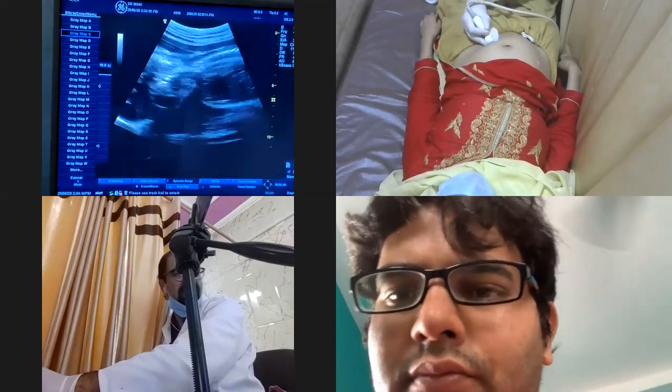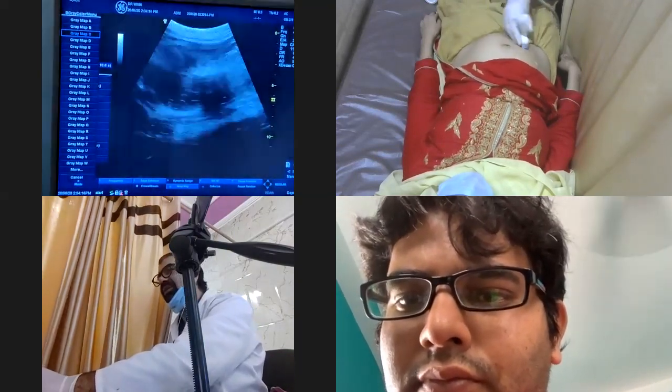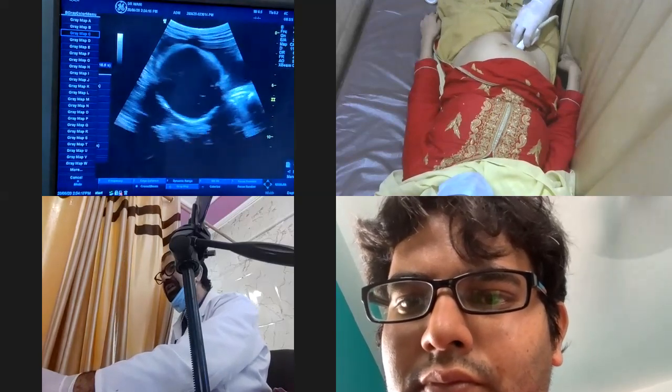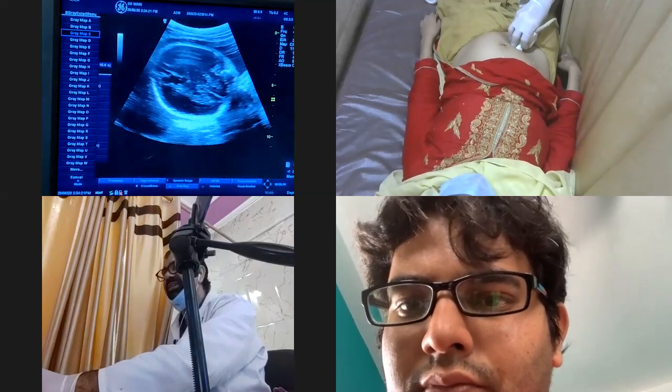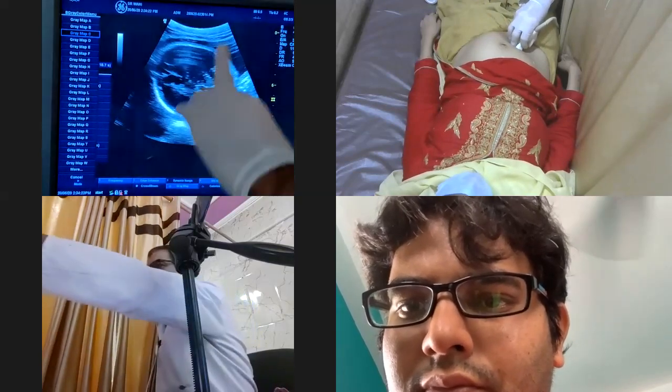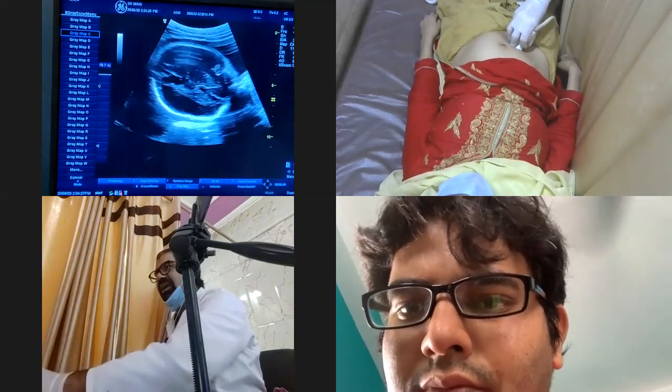Now see my hand. I am trying to take the biparietal diameter. For that, I have to take the axial section. Now see, this is the axial section, and this is the central falx over here. I see the central falx.